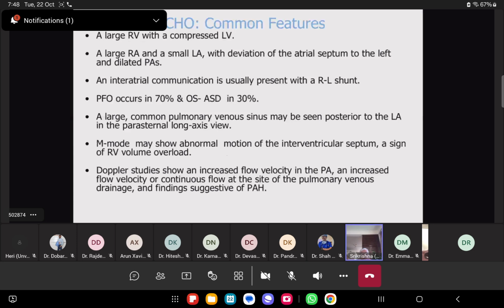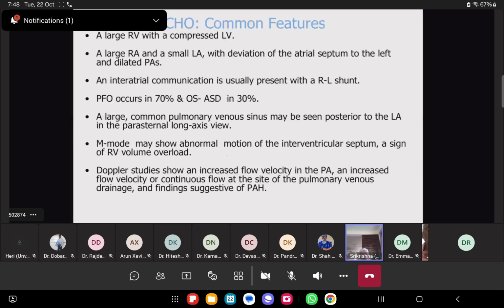In echo, we will find a large RV with a compressed left ventricle, a large RA and a small LA with deviation of the atrial septum to the left, and dilated PAs. The interatrial communication is usually present with a right to left shunt. PFO occurs in 70% of the cases and ostium secundum ASD in 30% of the cases.